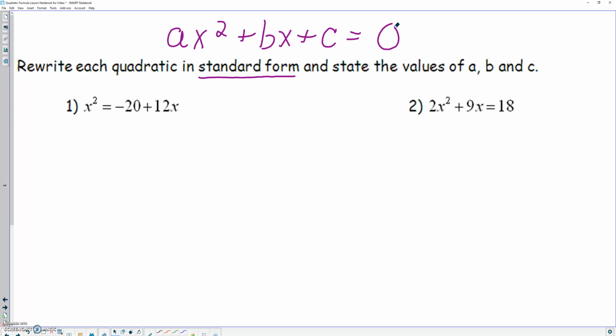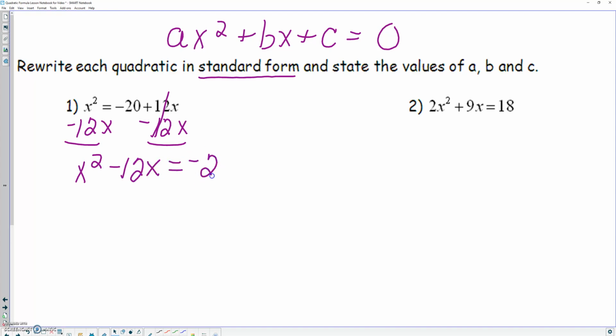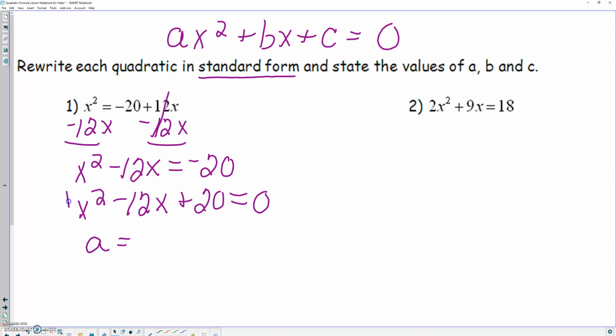In this first example, I'm going to subtract 12x on both sides. We get x squared minus 12x equals negative 20. Then I'm going to add 20 to both sides. That's my quadratic in standard form. In this case, a, the number in front of x squared, is 1. B, the number in front of x, is negative 12. And c is 20.